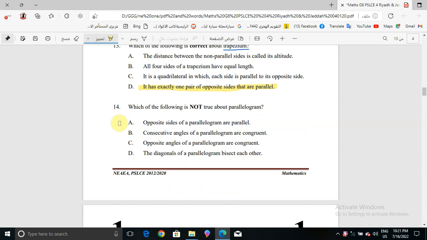Okay, in question number 14, which of the following is not true about a parallelogram? Opposite sides of a parallelogram are parallel, consecutive angles of a parallelogram are congruent, or opposite angles of a parallelogram are congruent, or the diagonals of a parallelogram bisect each other. Here it says not true about a parallelogram. So the correct answer will be: consecutive angles of a parallelogram are congruent, which is not true. So choice B is the correct answer for question number 14.